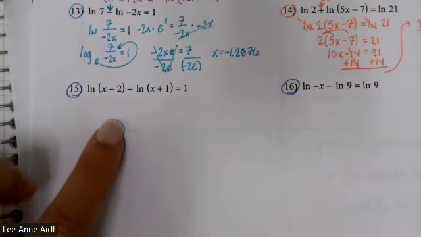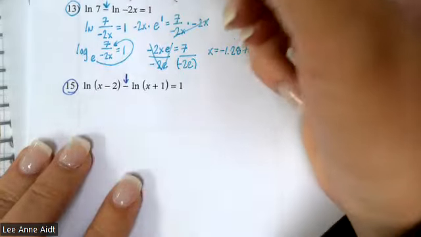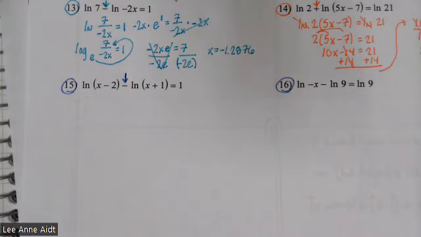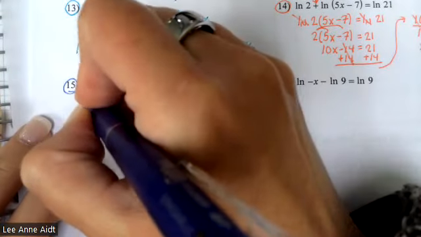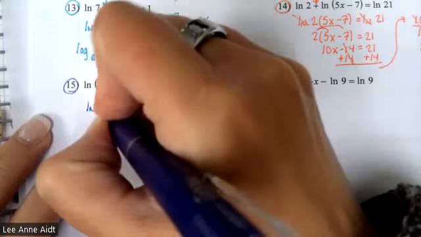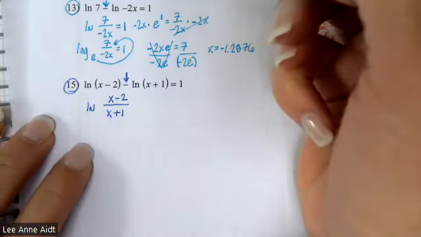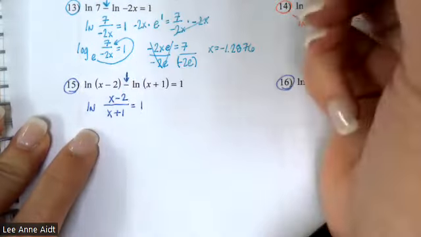Last two. They're both natural log type problems. First step, division, beautiful. So natural log of x minus 2 over x plus 1. You can put those in parentheses if you like. It doesn't matter. Equals 1.